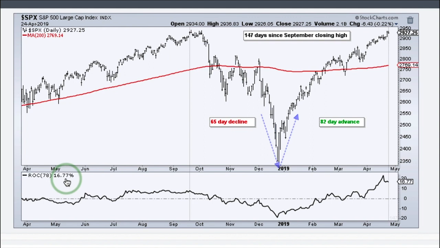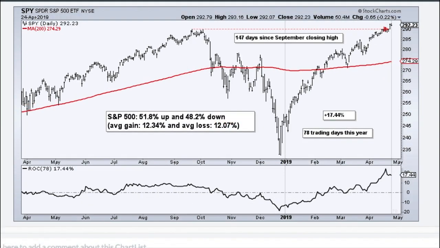And why 78 days? Well, that basically covers the 2019 advance. So it excludes those first few days up in December. So it's the year-to-date advance, up 16.77%. But the main thing to know here is that we hit a new high. We're above the rising 200-day moving average, and things are bullish. Sure, they might be overbought, but overbought is more bullish than bearish because it takes strong buying pressure to become overbought.